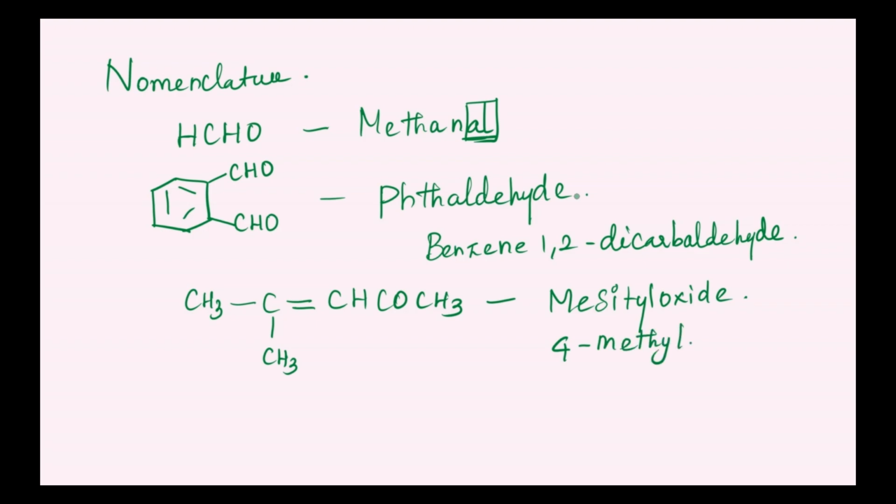because ketone is the functional group which gets more priority. So 1, 2, 3, 4, 5. So 4-methylpent-3-ene. In the third position I have a double bond, so 3-ene, 2-one. In the second position I have the ketone group: 3-en-2-one.